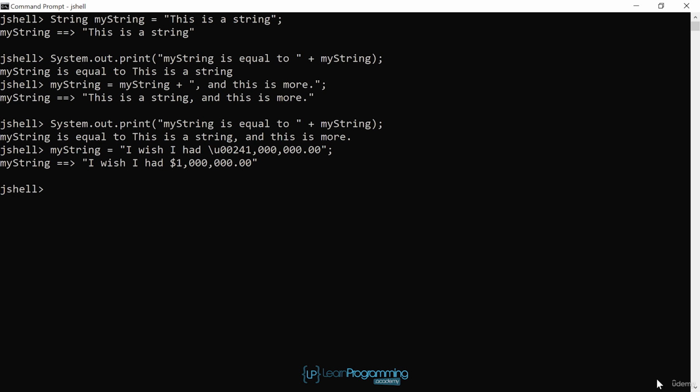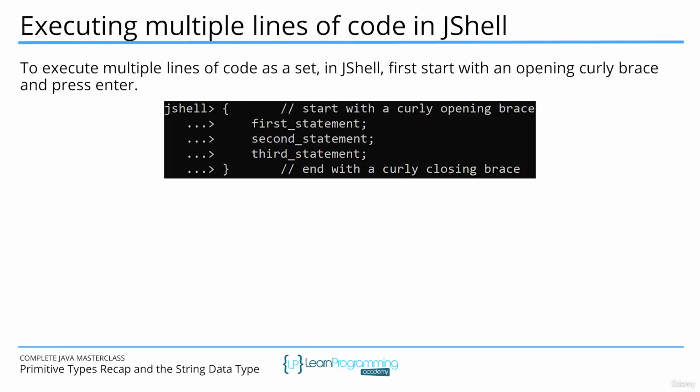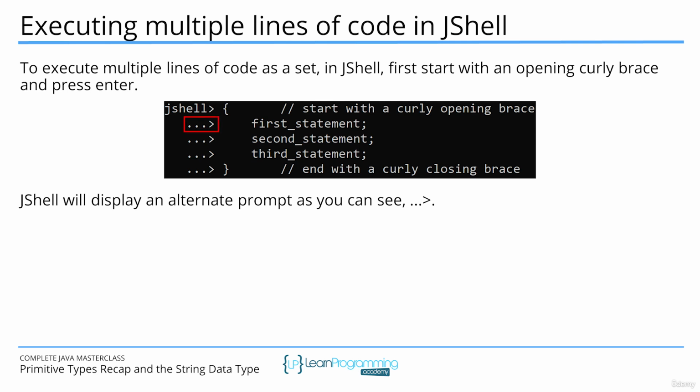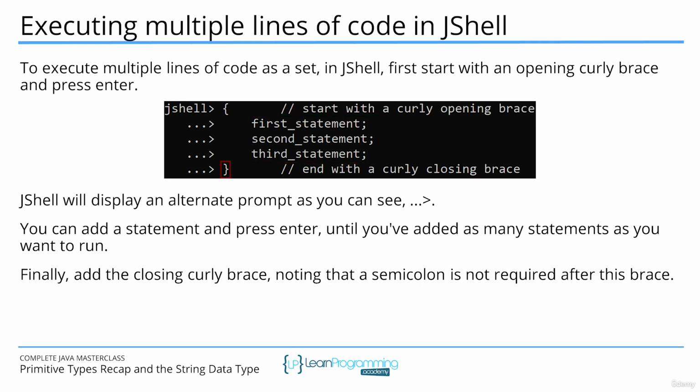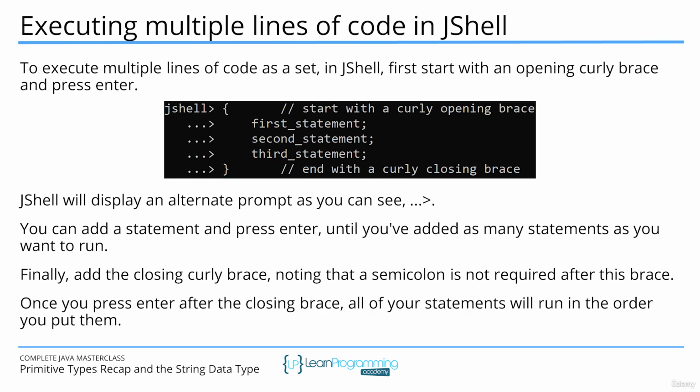Alright, let's try something different now. There is a way in JShell to run a couple of lines of code, multiple statements all at once, without declaring them on the same line. To execute multiple lines of code as a set in JShell, first start with an opening curly brace and press enter. JShell will display an alternate prompt as you can see. You can add a statement and press enter until you've added as many statements as you want to run. Finally, add the closing curly brace, noting that a semicolon is not required after this brace. Once you press enter after the closing brace, all of your statements will run in the order you put them.